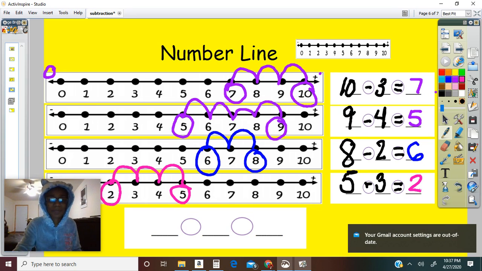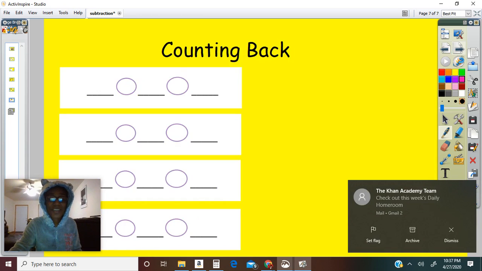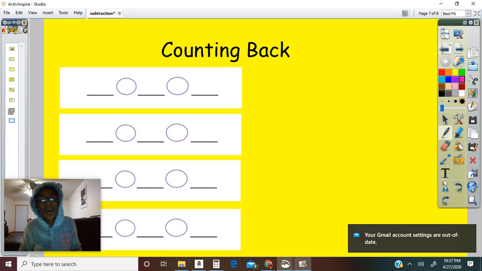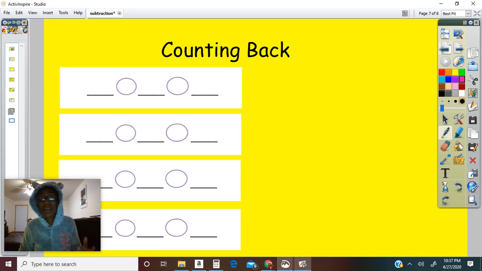Way to go, guys. Our last and final strategy is going to take us to the final frontier. And we're at the end. We're going to talk about counting back. Now, if you ever think about a rocket ship, it goes blast off once you get to the final number. You count backwards. 10, 9, 8, 7, 6, 5, 4, 3, 2, 1, blast off. Same way when you count backwards here. I'll show you an example.